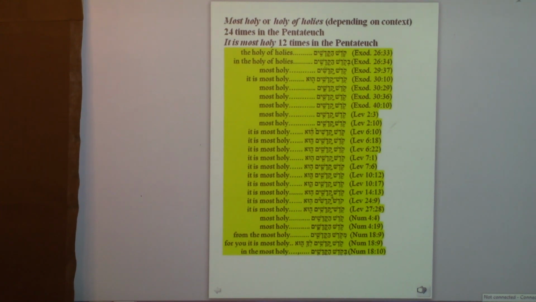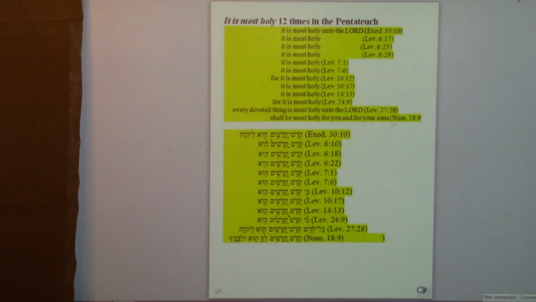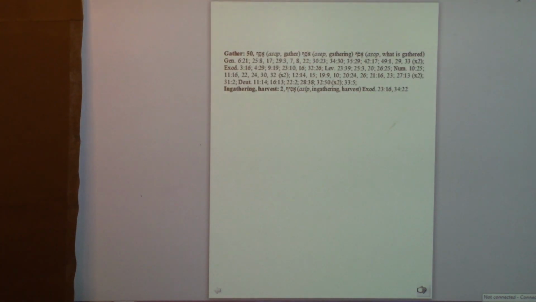Most holy, or holy of holies, depending on the context, 24 times in the Pentateuch. "It is most holy," 12 times. So I've got a split right in there. "Holy to the Lord," 10 times in the Pentateuch. Holy or sanctify the Lord, 12 times in the Pentateuch. "It is most holy," 12 times in the Pentateuch. Here I just threw in the word gather, which is connected with the name of Joseph, but this is the verb, and it appears exactly 50 times.